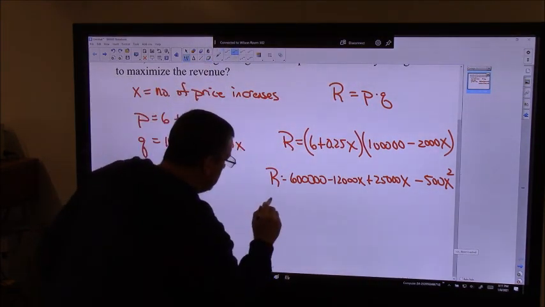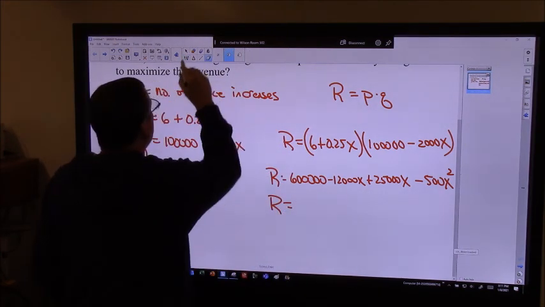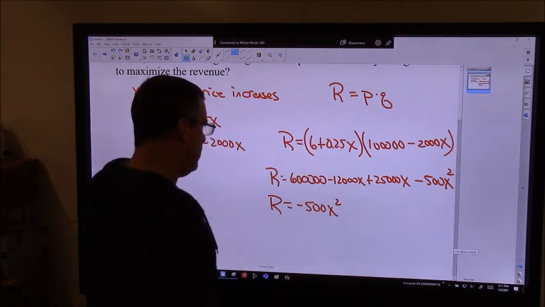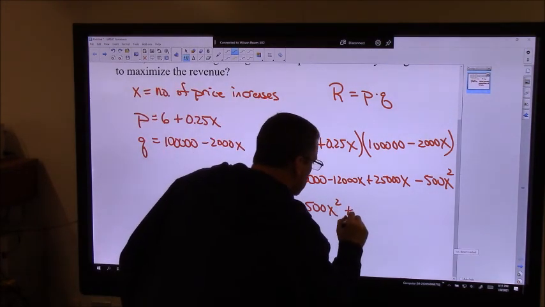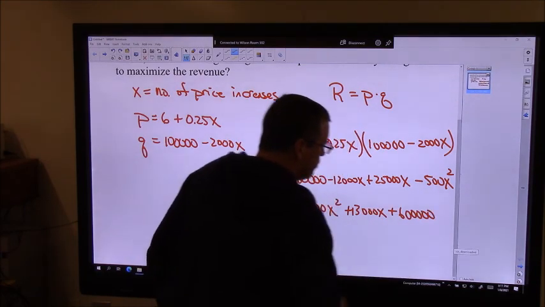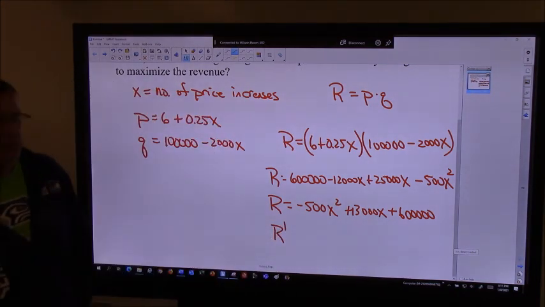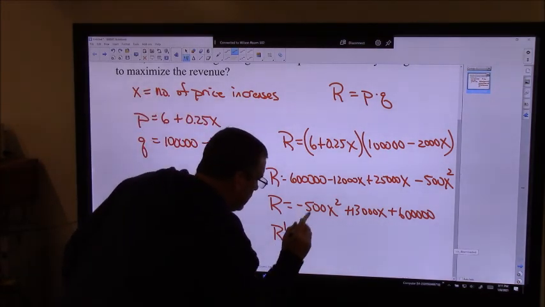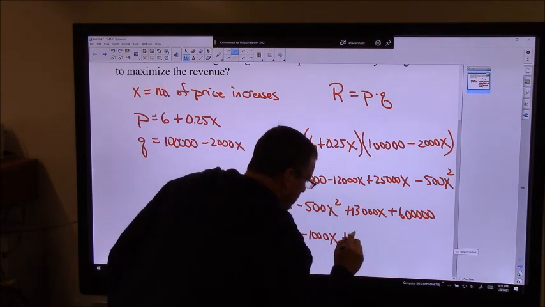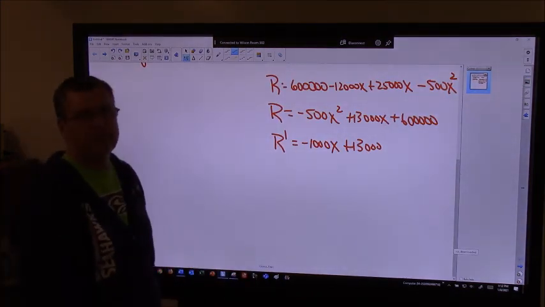So now my revenue equals a negative 500x squared. If I add these two together, I get 13,000x plus 600,000. And so I want to find the derivative. So the derivative of this is going to be a negative 1,000x plus 13,000. And so now what I want to do is set that equal to 0 and solve.